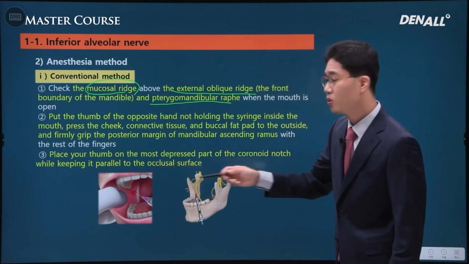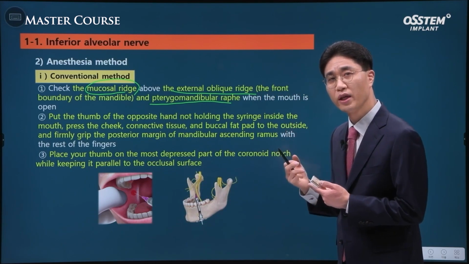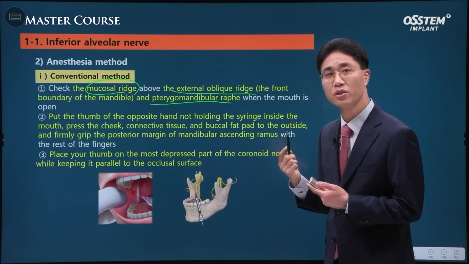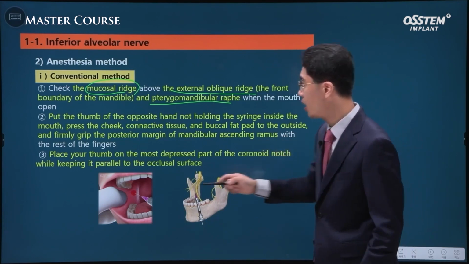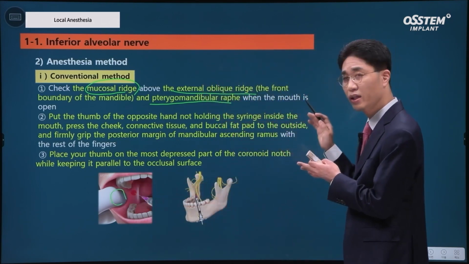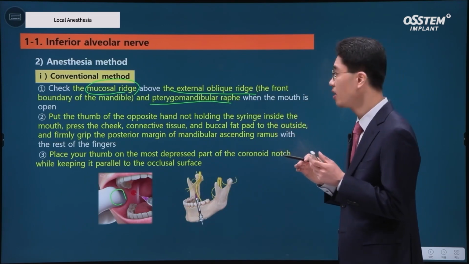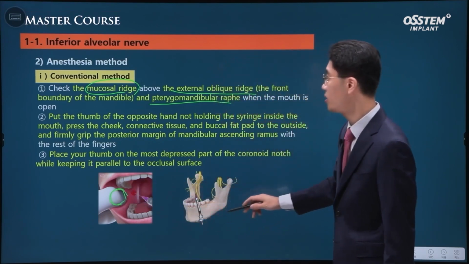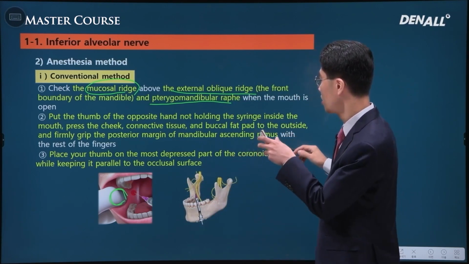If you take a look at this image, put the thumb of the opposite hand, not holding the syringe, inside the mouth and press the cheek. Tell the patient to say ah, and the thumb of your left hand will be positioned as shown. You need to use your tactile senses to identify where the needle is going to go in.